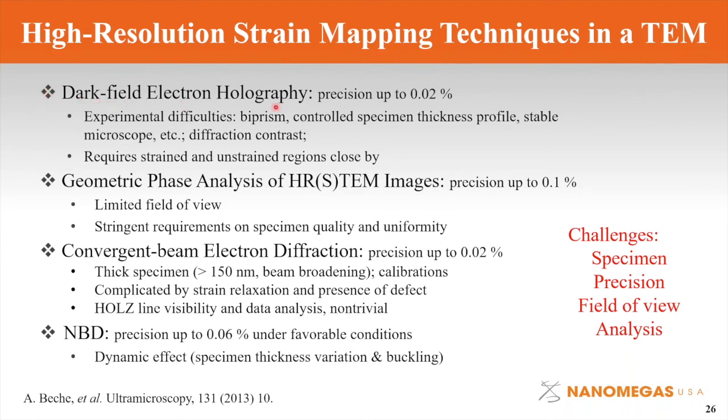First, dark field electron holography: the precision can go up pretty high. However, there are experimental difficulties related to the biprism, control of the specimen thickness, and you need a pretty stable microscope to have long acquisition so that the hologram contrast is enhanced. Data analysis is difficult to deal with, and it also requires the strained and unstrained regions to be close by. So it's non-trivial.